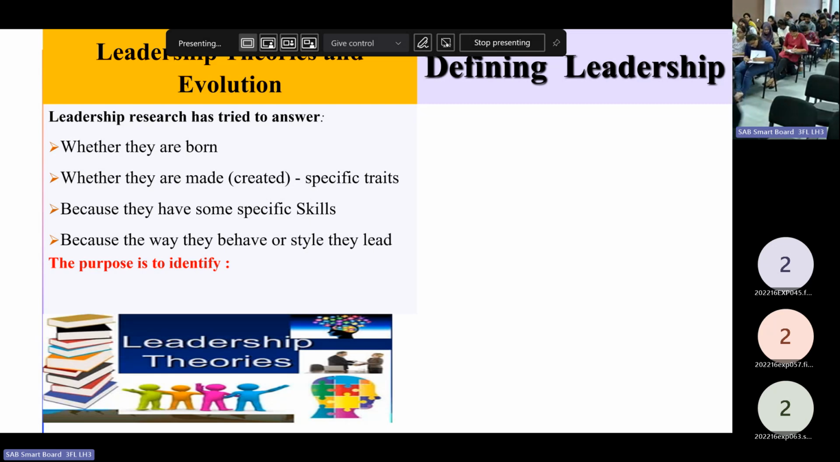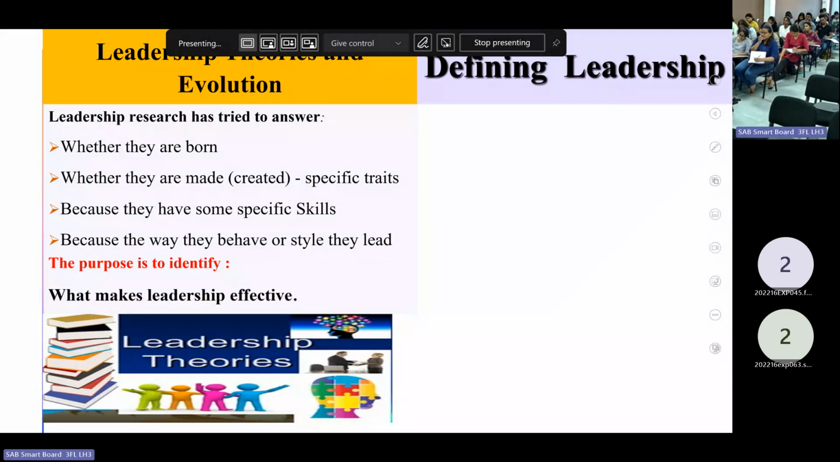So whether the person is born with something because of which they are a leader, whether they made it, they learned it, or there are some specific things, or their behavior made them leaders. Three things: born, made, or behavior contributed to becoming a leader. So this was the focus of the last three centuries. Leadership research has tried to answer whether they are born, made, or have specific skills, or it is their behavior.